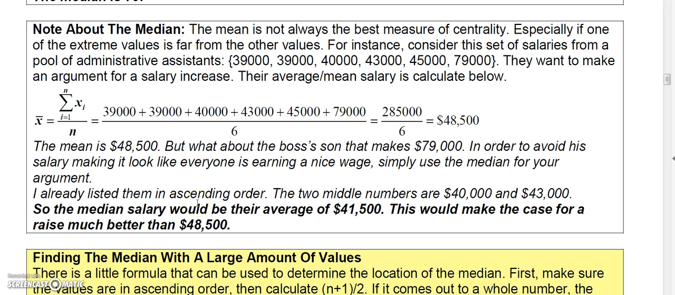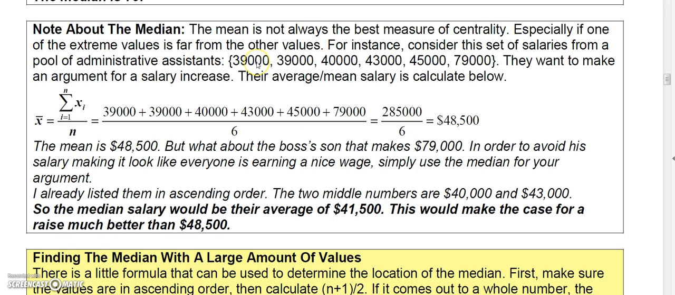And again, the reason we use the median is because the mean is not always the best measure of centrality for our purposes. For instance, consider this set of salaries from a pool of administrative assistants. Let's say the salaries are $39,000, $39,000, $40,000, $43,000, $45,000, and $79,000. I went ahead and wrote these in ascending order just to simplify things.